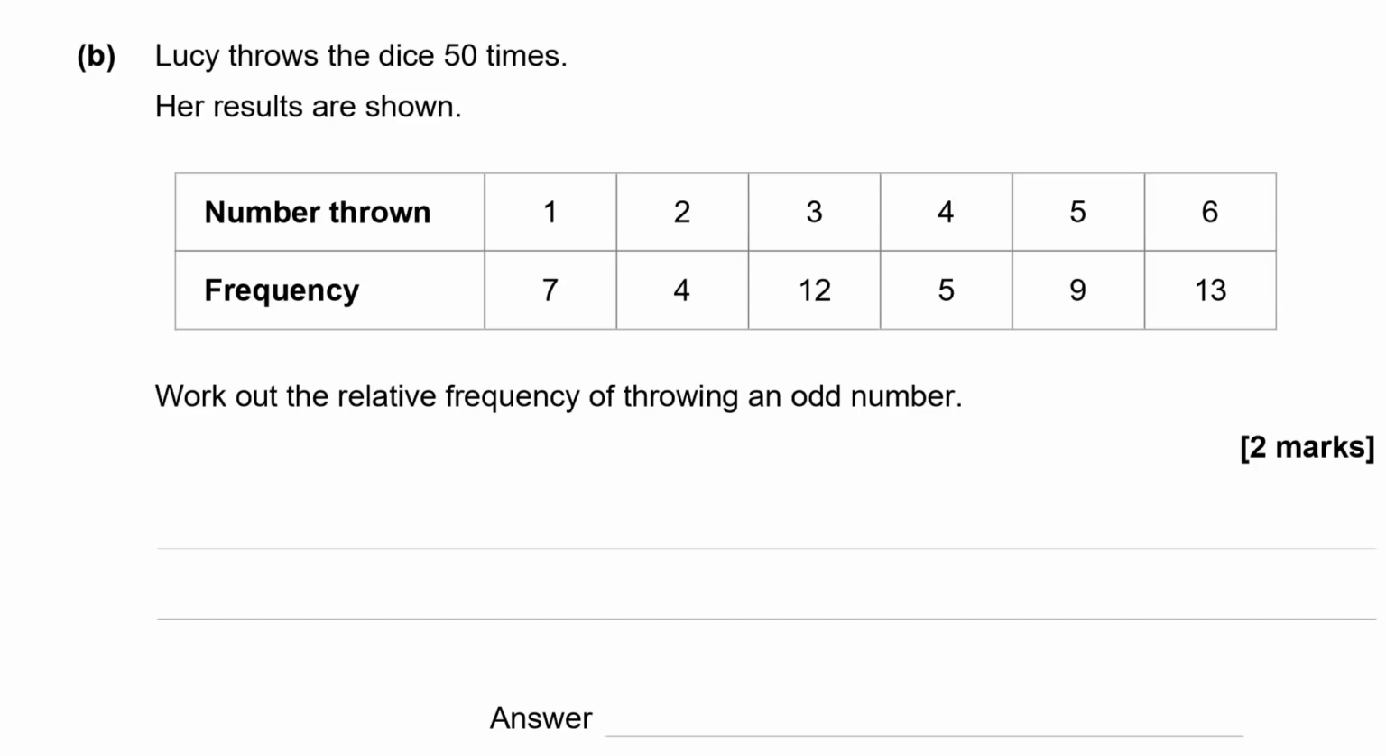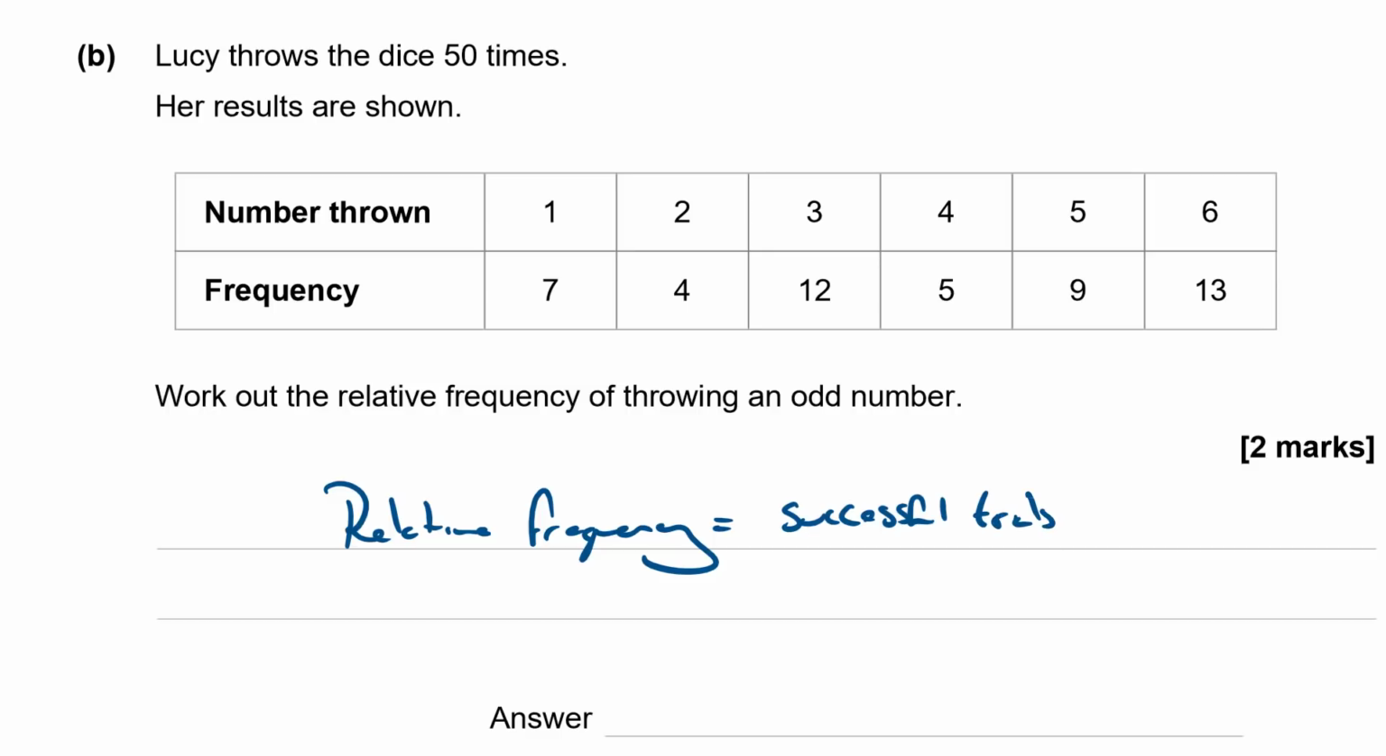Okay, part B says Lucy throws a dice 50 times, and here are her results below. So you can see that she's got a frequency table of the number of times each number came up. We're asked to work out the relative frequency of throwing an odd number. Now, relative frequency is equal to successful trials divided by total trials.